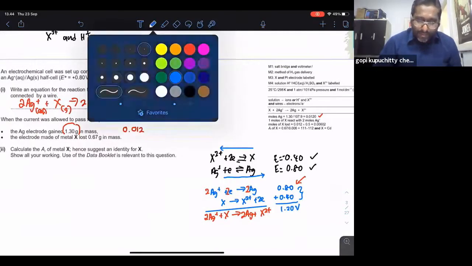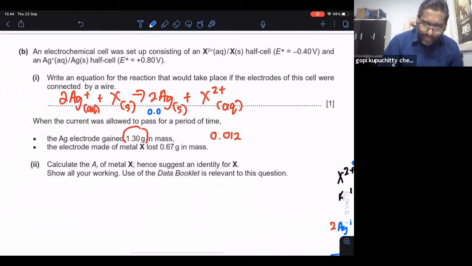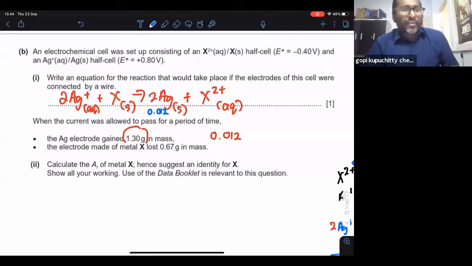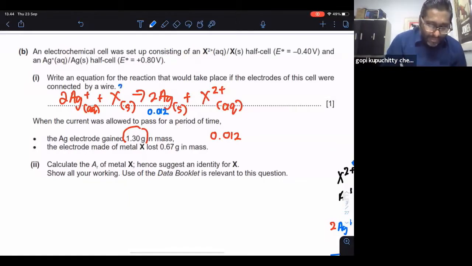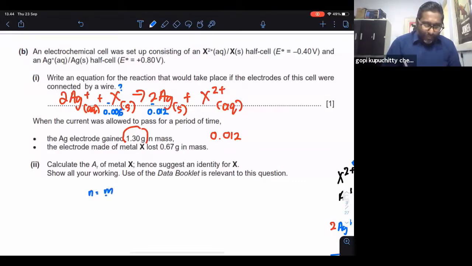Now, if I have that, and I have the equation that is happening, so if you have 0.012 moles over here, and I want to find out how many moles of X will be reacting, because one will be gaining mass, another one will be losing mass. So I can calculate the number of moles of X, which is with the ratio of 1 to 2. So half of it. So it's going to be 0.006 moles.